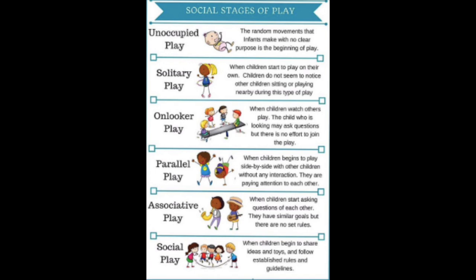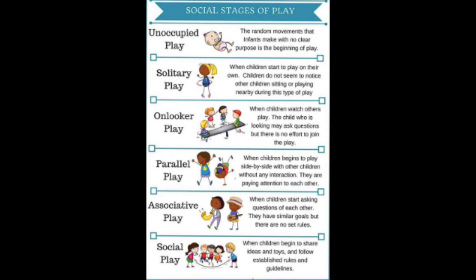Next, there is associative play. This is when children start asking questions of each other. They have similar goals, but there are no set rules. So they might both be playing music next to each other, but they don't have a goal in mind. They don't have a song that they want to play, and they don't have specific roles.